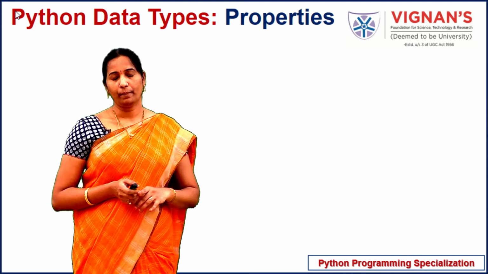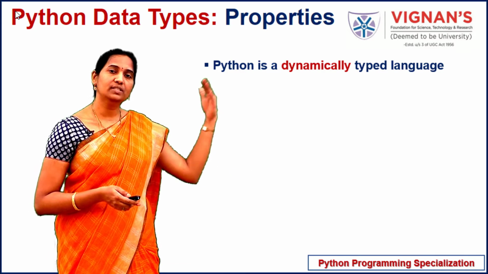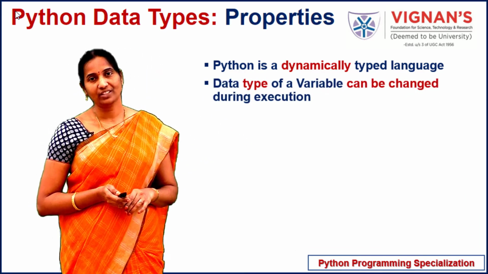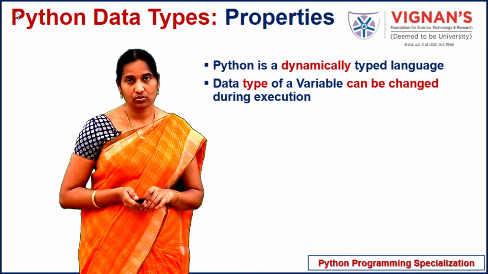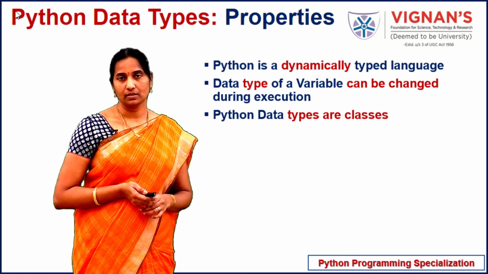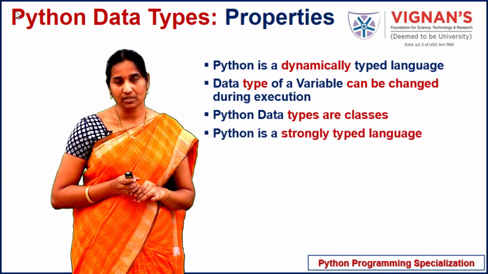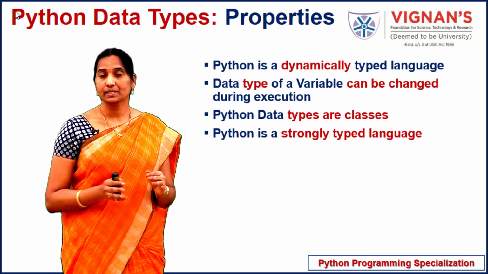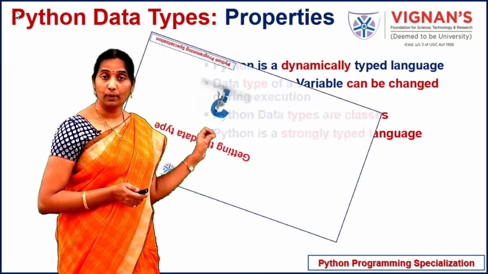So let's summarize the properties of the Python data types. Python is a dynamically typed language because it allows us to use the variables directly without any initialization. The type of the variable in Python can be changed during the execution time. Initially it can be an integer, later it can store a floating point type, and it can even be changed to the string type. That's how you can change the type of the variable during the execution time. Moreover, Python data types are classes, whereas variables are instances of these classes. Another interesting property is that Python is a strongly typed language. That is, unwanted changes in the type of variables are not allowed in Python. Now we understand what data types are and what the special properties of Python data types are.